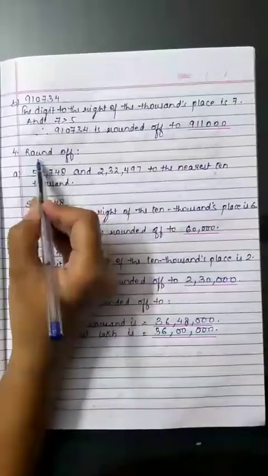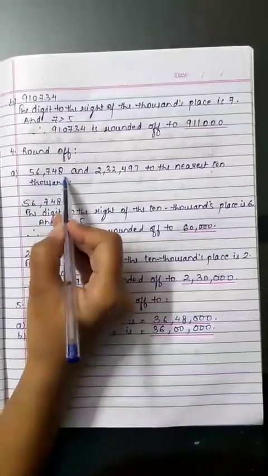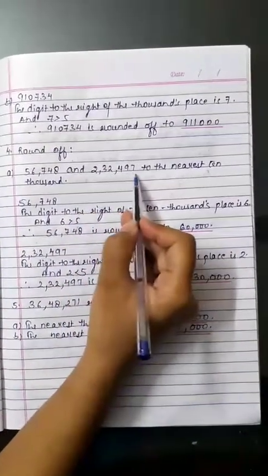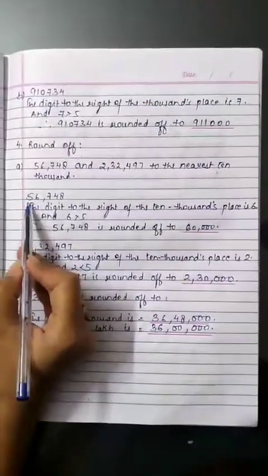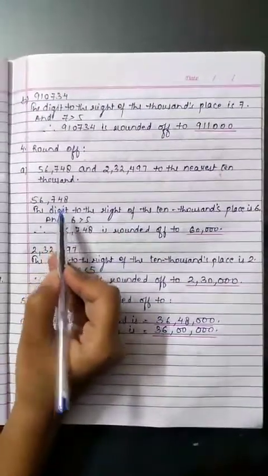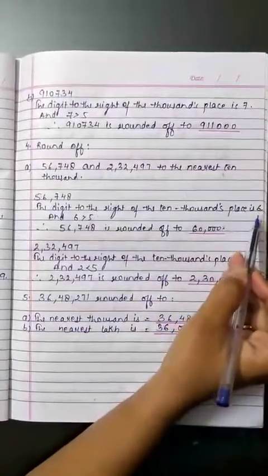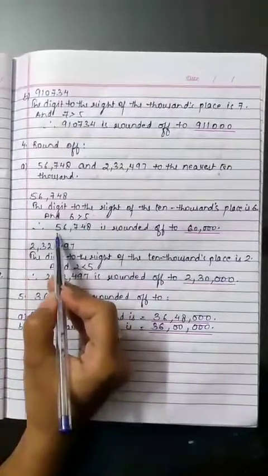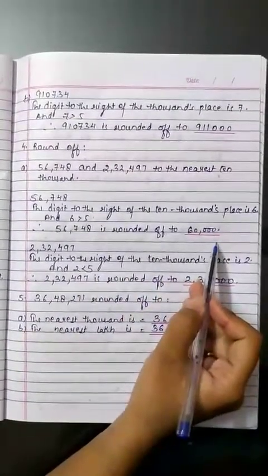Question 4. Round off. A part, 56,748 and 2,32,497 to the nearest 10,000. Taking the first number, 56,748. The digit to the right of the 10,000s place is 6 and 6 is greater than 5. Therefore, 56,748 is rounded off to 60,000.